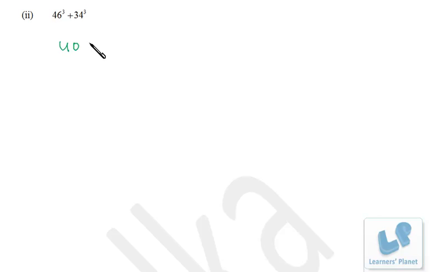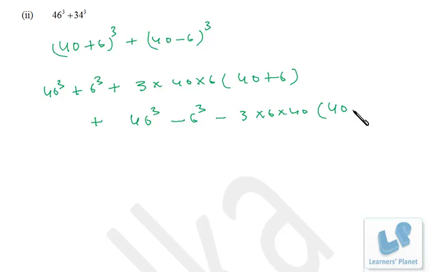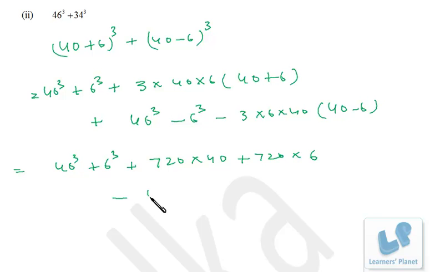Similarly, this is (40 + 6) whole cube and this is (40 − 6) whole cube. So this is a cube plus b cube plus 3ab(a + b), then plus a cube minus b cube minus 3ab(a − b), right? Then 40 cube plus 6 cube plus 3 4s are 12 into 6, 720 into 40 plus 6, 3 4s are 12 into 6, 720 into 6 minus 40 cube, plus 40 cube minus 6 cube minus further 720 into 40 plus 720 into 6.